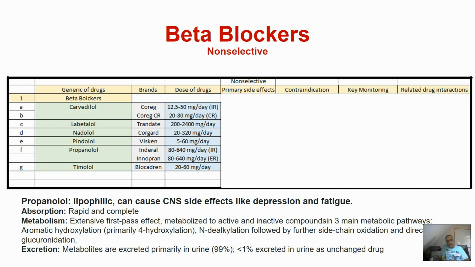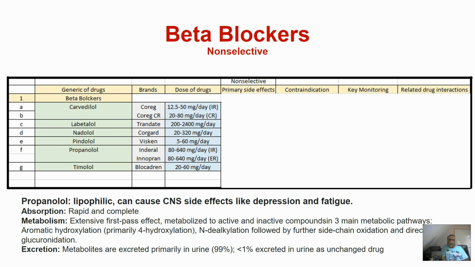Absorption is rapid and complete, and the metabolism is extensive first pass effect, metabolized to active and inactive compounds. There are three main metabolic pathways. The first one is aromatic hydroxylation, primarily 4-hydroxylation, and the alkylation. These three metabolic pathways are very important because of the aromatic ring, and also the alkyl groups, and also side chain oxidation and direct glucuronidation.